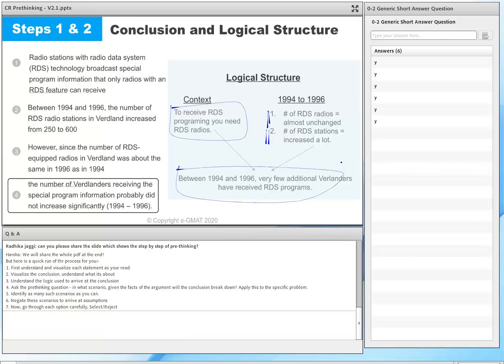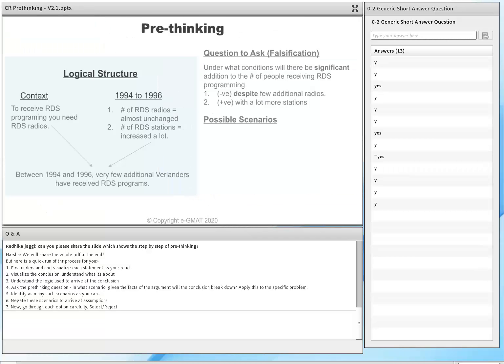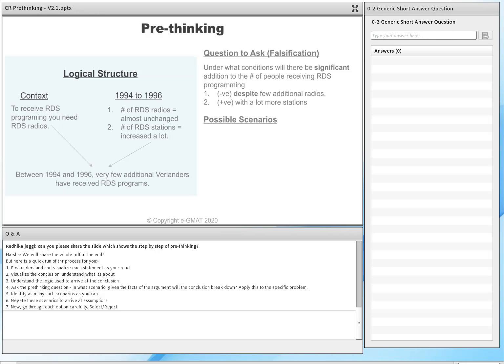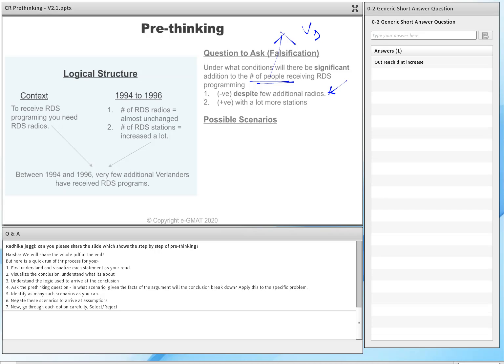So we're going to go through this entire same process, and you're going to give me pre-thinking, the possible scenarios. We're going to ask ourselves, under what scenarios will there be a significant increase in the number of listeners? And again, this should be listeners, not just people, because the conclusion is about listeners receiving RDS programming if we have very few additional radios and a lot more stations. So what are the scenarios? In what scenario can I break this conclusion down? Can I destroy the author's conclusion?